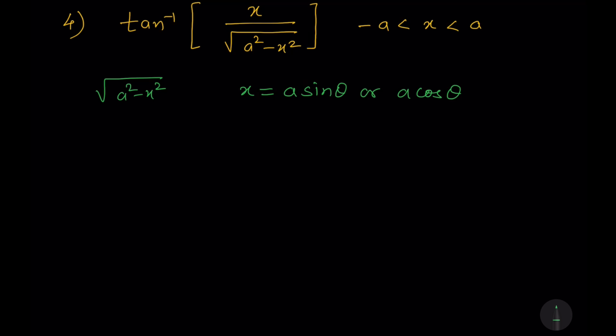We simply make use of trigonometric identities. When you replace x with a sin theta, automatically you are going to get a square minus a square sin square theta. That means a square into 1 minus sin square theta, that means a square into cos square theta, and square root of that will be a cos theta. So you are going to get rid of the square root sign. Then when you have square root of, say, a square plus x square, then your substitute will be x is equal to, which trigonometric identity can we use? We can substitute x is equal to a tan theta, that's right, or a cot theta.